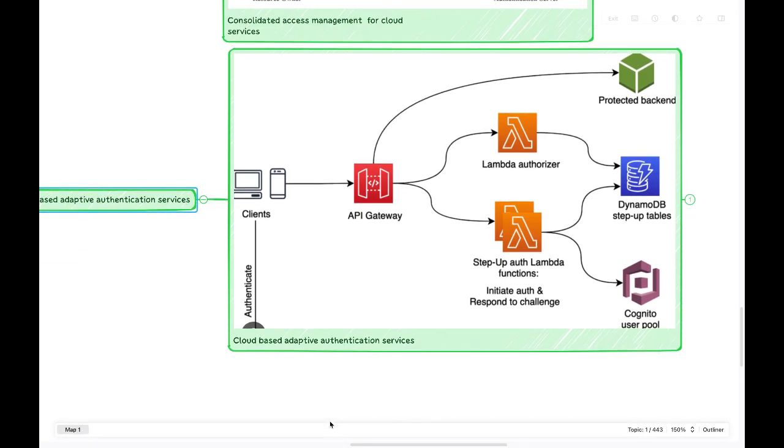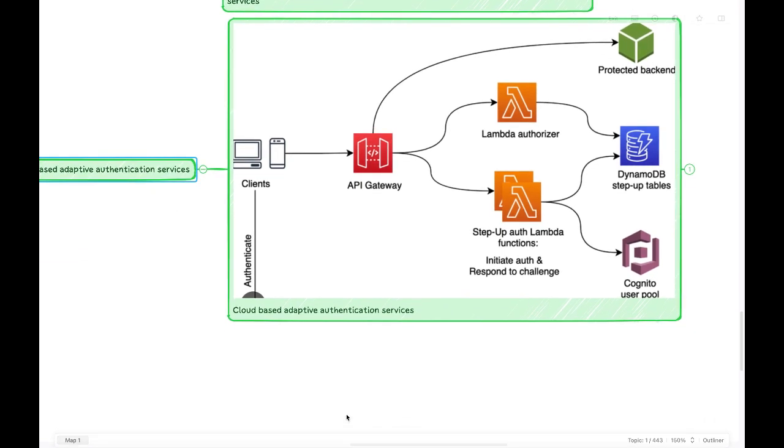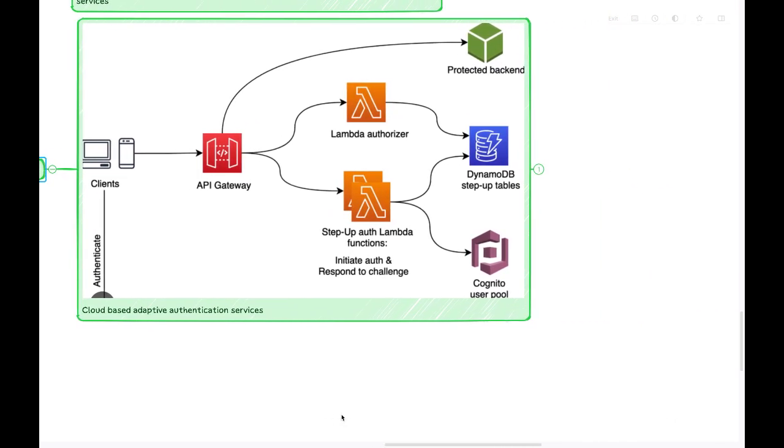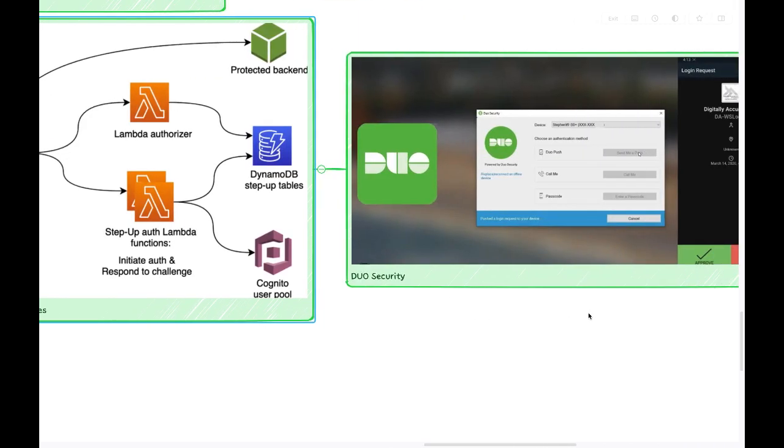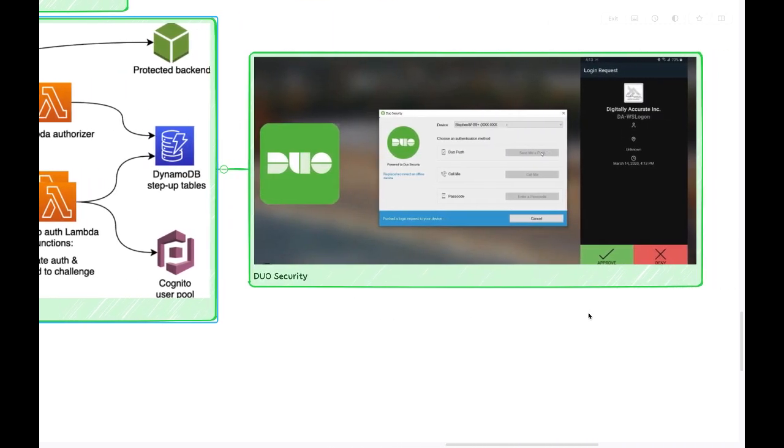Cloud-based adaptive authentication services enhance traditional authentication methods by dynamically adjusting security measures based on the risk profile of the user and the context of the access request. It enables organizations to implement stronger authentication methods when necessary and provide a more seamless user experience when the risk is low. Example tool, Duo Security, now a part of Cisco, offers cloud-based adaptive authentication services.